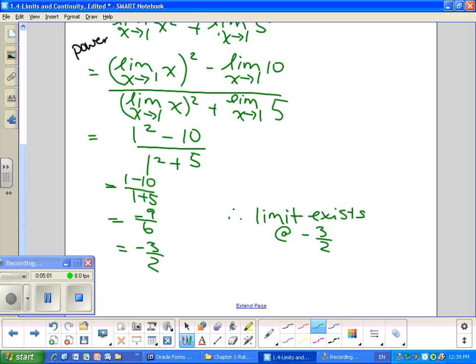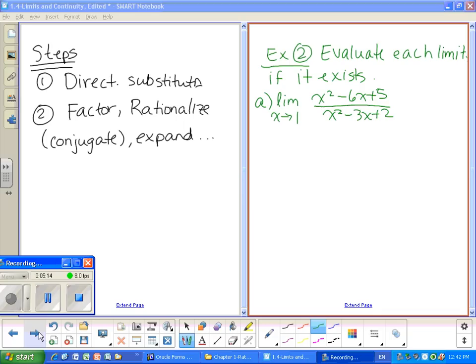So you see this is a little bit nicer because when we're doing it graphically, you'd have to come from the right, come from the left, figure out what value it's approaching, make sure they equal, and that's what the limit would exist at. Here you can do it algebraically and you have the exact value.